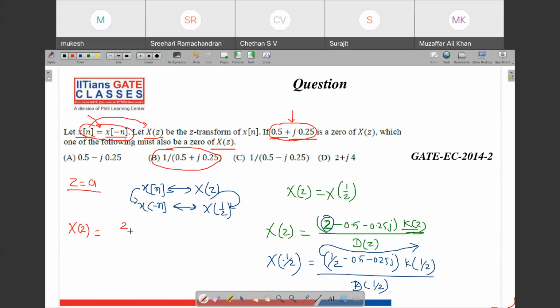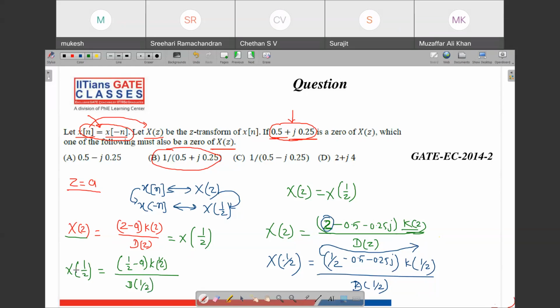Since it has a zero at a, in the numerator you have a term z minus a, and some other term K of z divided by D of z. We don't know about these two polynomials K of z, D of z, and we also don't care about that. We just care about this z minus a. Now we know that this is also the same as X of 1 by z. If this is the X of z, what will be the X of 1 by z? You just replace z with 1 by z. So it will become 1 by z minus a, K of 1 by z, and then D of 1 by z.